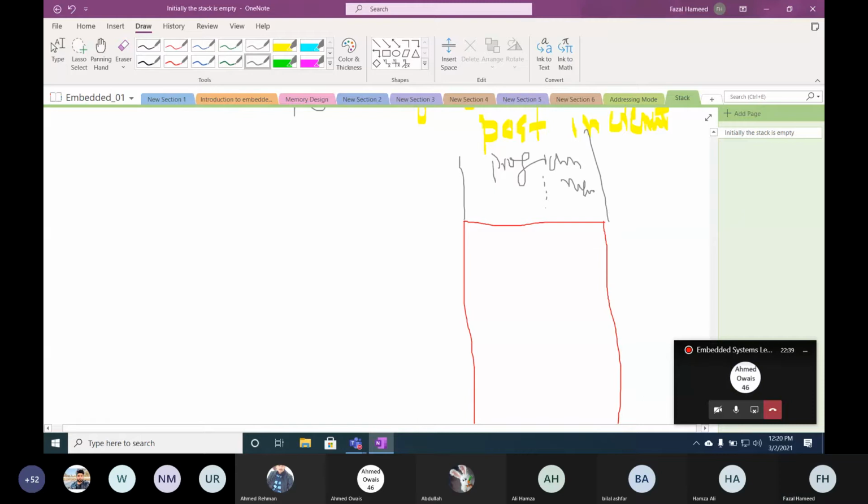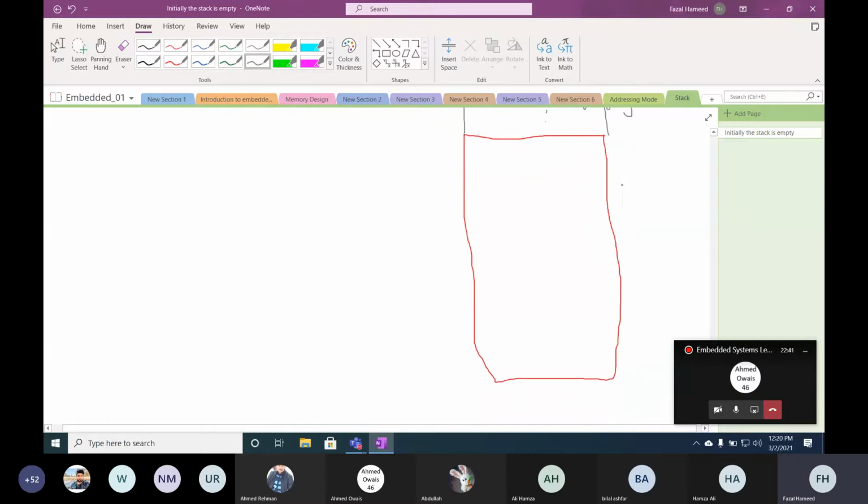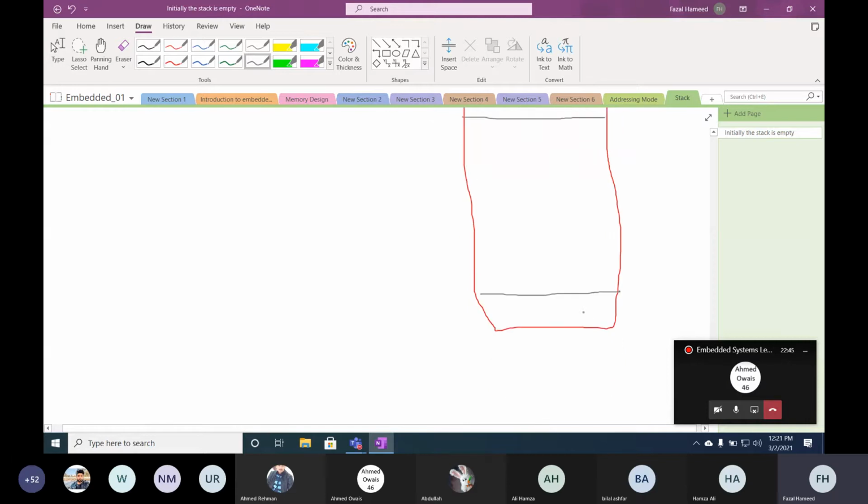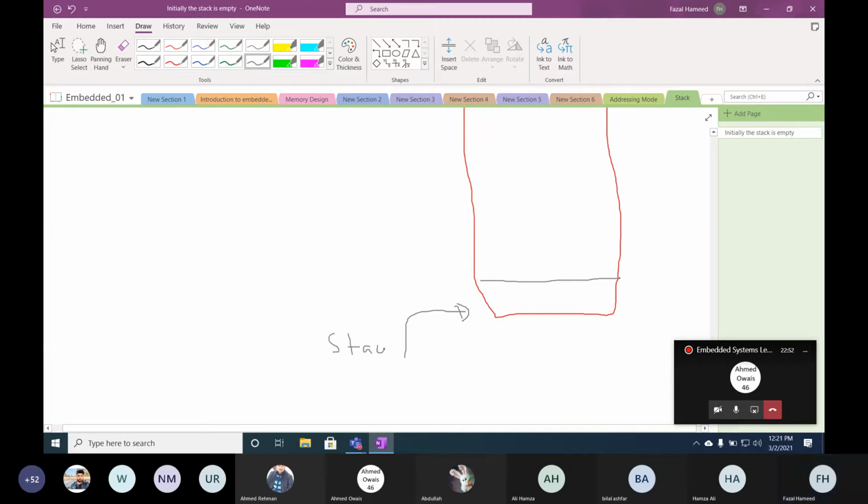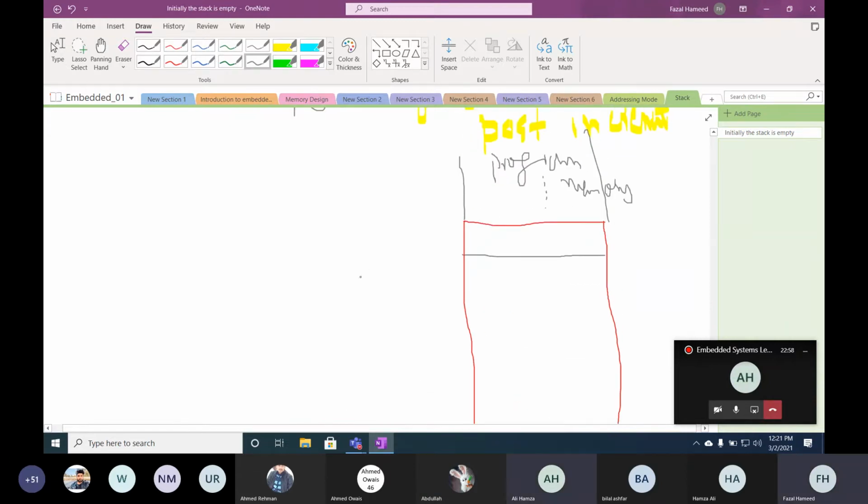Program memory. Okay, so now there are some addresses to the stack. When the stack points to this location, what does it imply? Stack is empty or full? Empty, sir. Empty. And when the stack points to this location, what does it imply? Full.